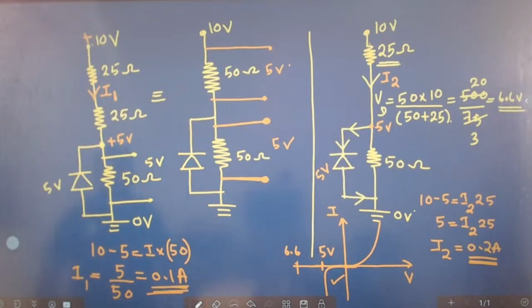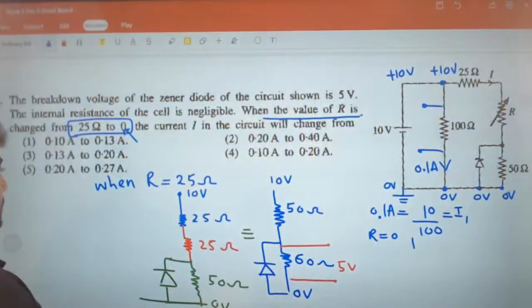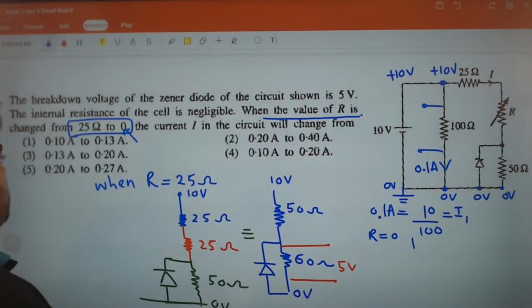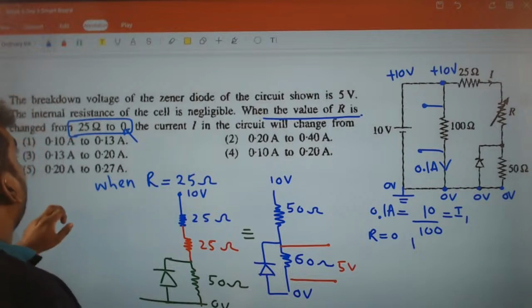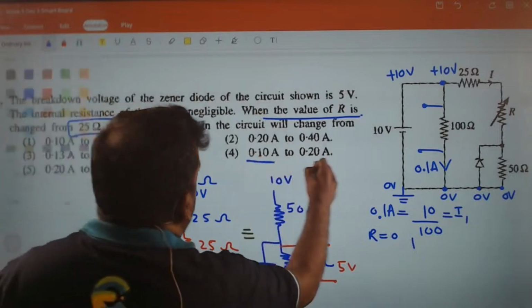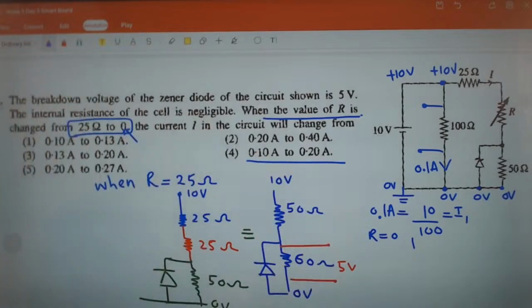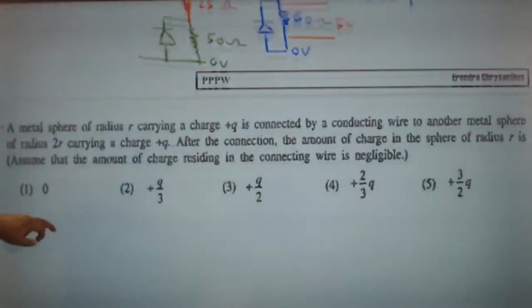Right. Okay. So 0.1 to 0.2, correct answer is answer number 4.